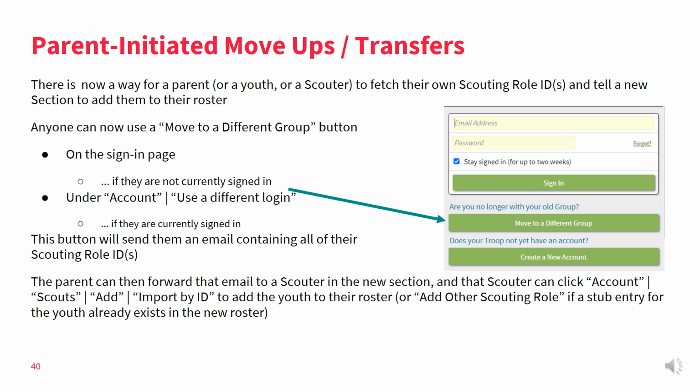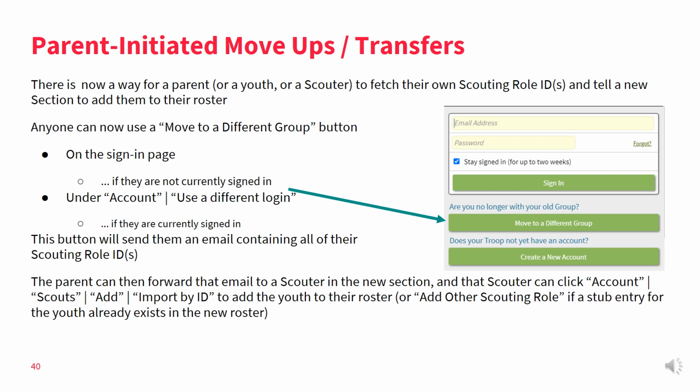With version 13, there's now a way for parents, or actually any other member, a scout, other participant, or scouter, to fetch their own scouting role IDs. And they can then share them with the scouters in their new section so that those scouters can add them to the roster. So everybody has access to this Move to a Different Group button.